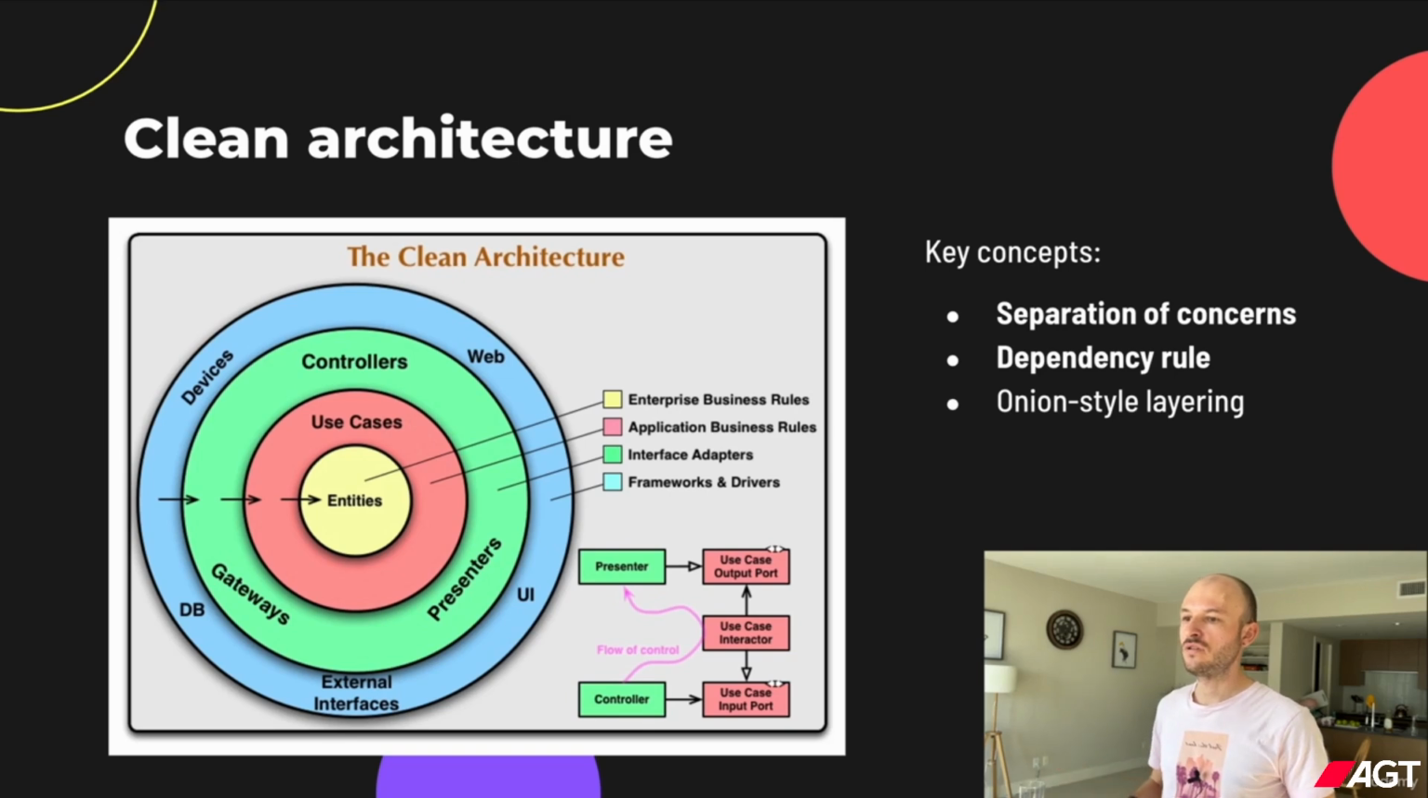Clean architecture. Most Android developers have faced clean architecture in some way. The clean architecture was introduced in 2012 by Uncle Bob on his blog. Since then it was adopted for many systems, and the Android framework is no exception. Key concepts of clean architecture are separation of concerns, dependency rule, onion-style layering.